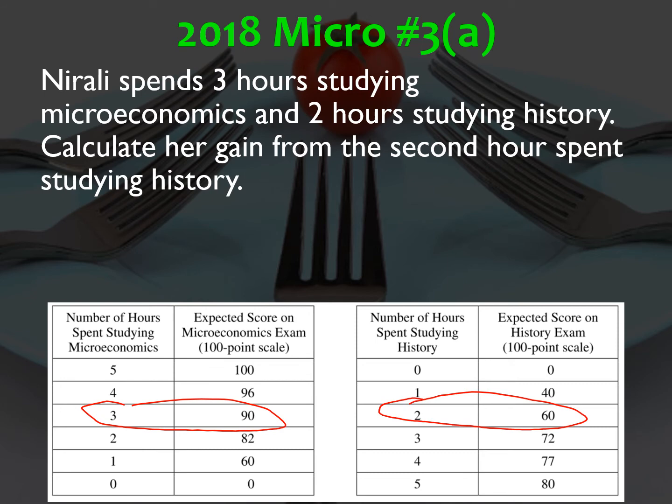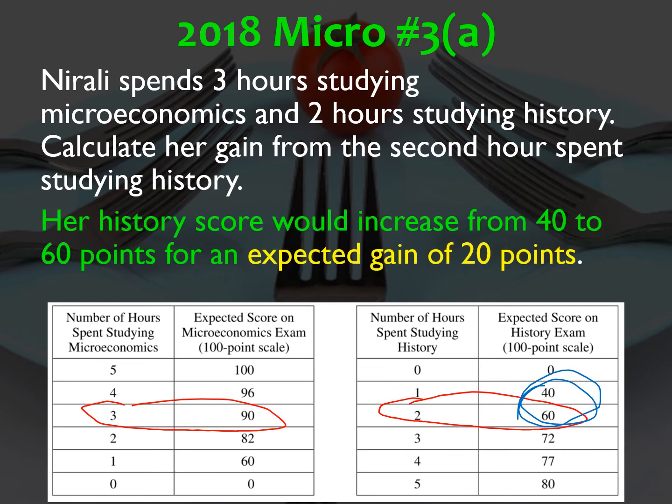So what you're looking at is the difference from 40 to 60. An expected gain of 20 points. So for studying 1 hour, she would expect 40 points. 2 hours, she would expect 60. So that's a 20-point gain for a second hour studying history.